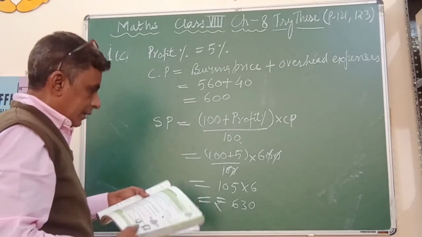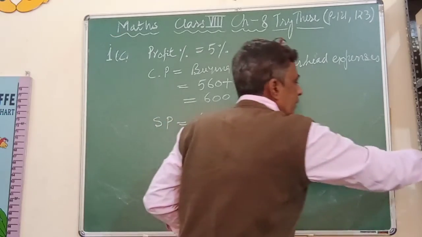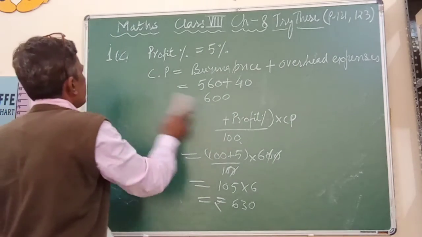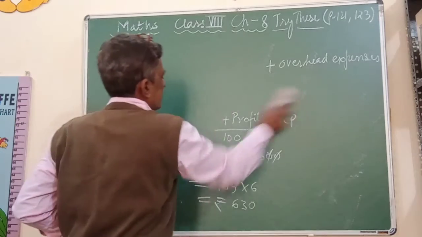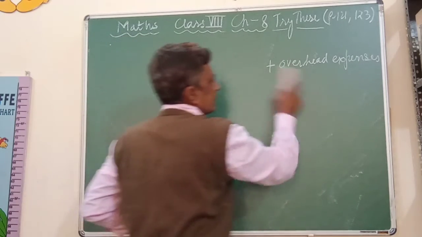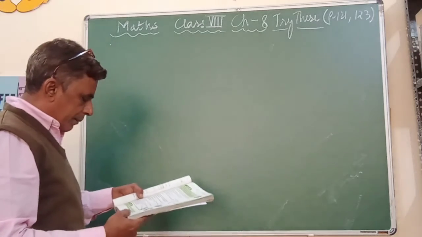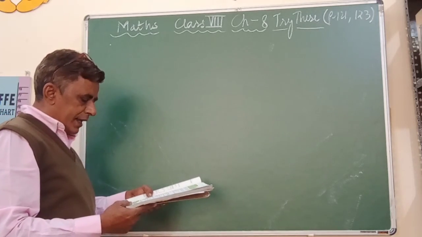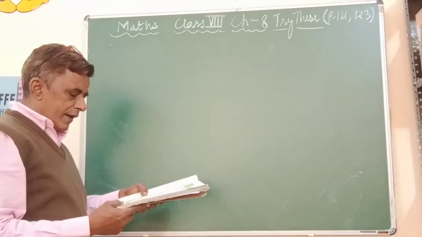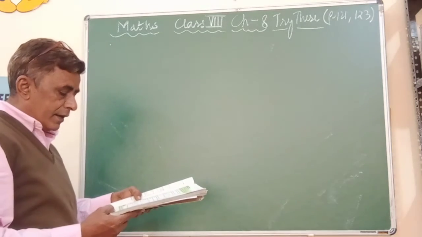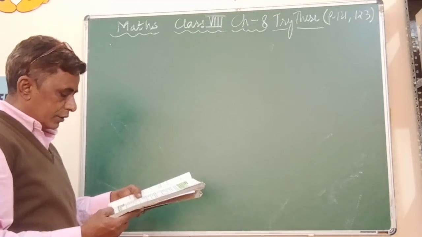Now we come to the question at the bottom of this page 123. A shopkeeper bought 2 TV sets for rupees 10,000 each. He sold one at a profit of 10%, another at a loss of 10%. Find whether he made an overall profit or loss.